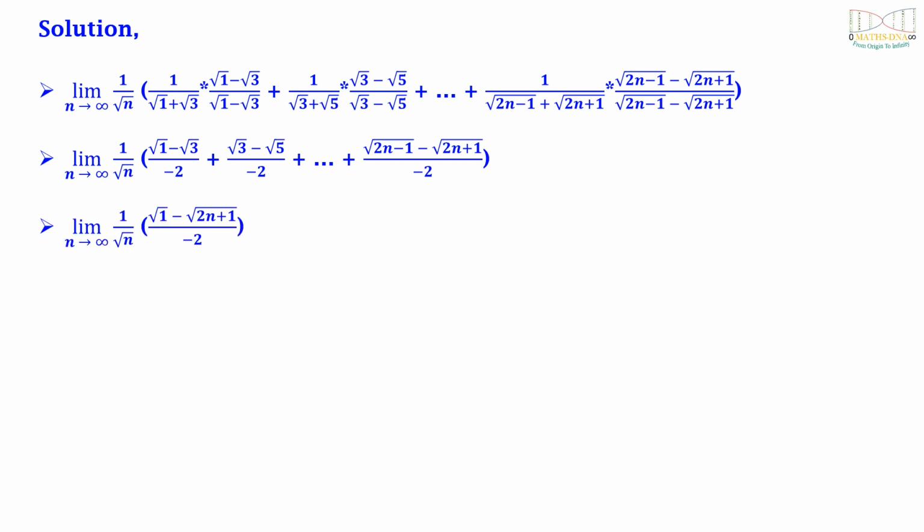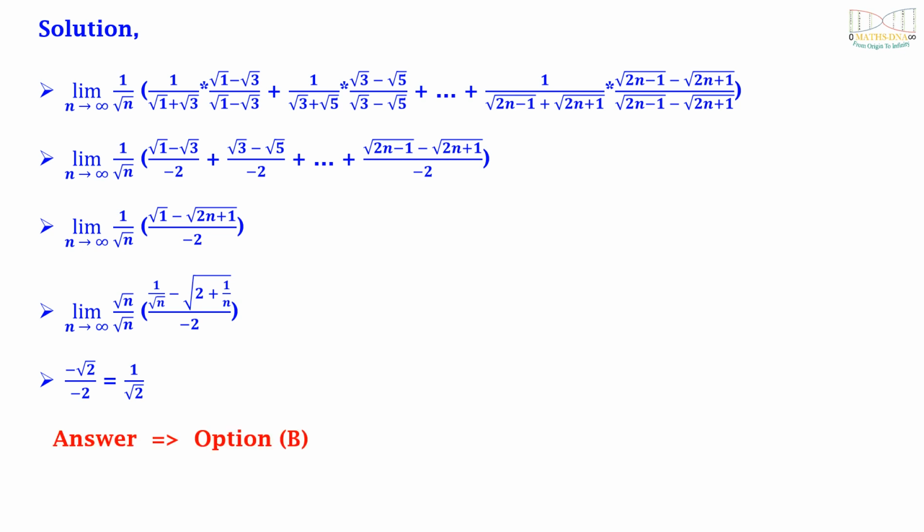On solving this, we get limit n tends to infinity 1 by root n [root 1 minus root 2n plus 1] divided by minus 2. The alternate terms get cancelled, and now again taking n as common, we get limit n tends to infinity root n by root n [1 by root n minus under root 2 plus 1 by n] divided by minus 2, which gives us minus root 2 by minus 2, which equals 1 by root 2. And therefore the correct answer is again option B.